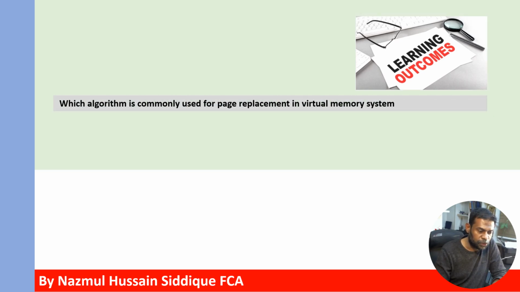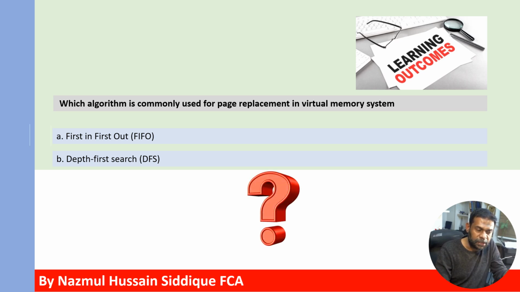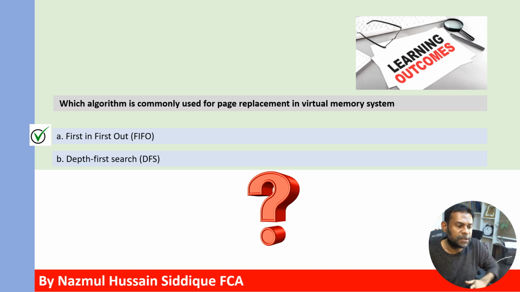Next question. Which algorithm is commonly used for page replacement in virtual memory system? Option A, first in, first out, FIFO, or option B, depth first search, DFS. Which one is the correct answer? The correct answer is A. First in, first out, FIFO. It's an algorithm commonly used for page replacement in virtual memory system.